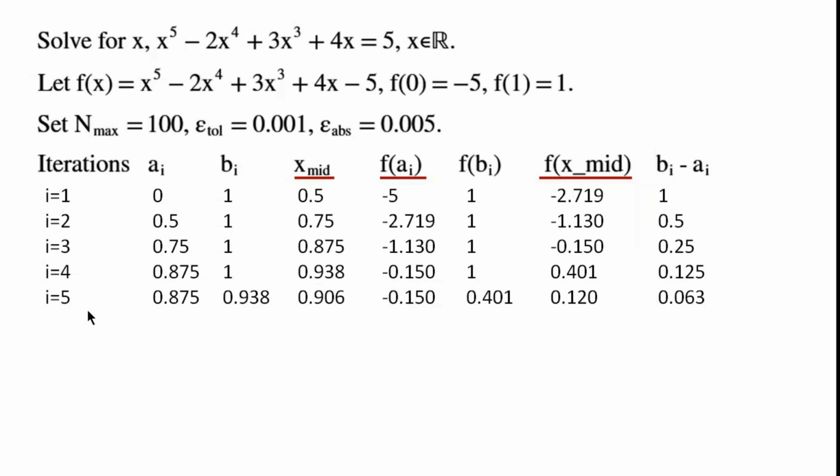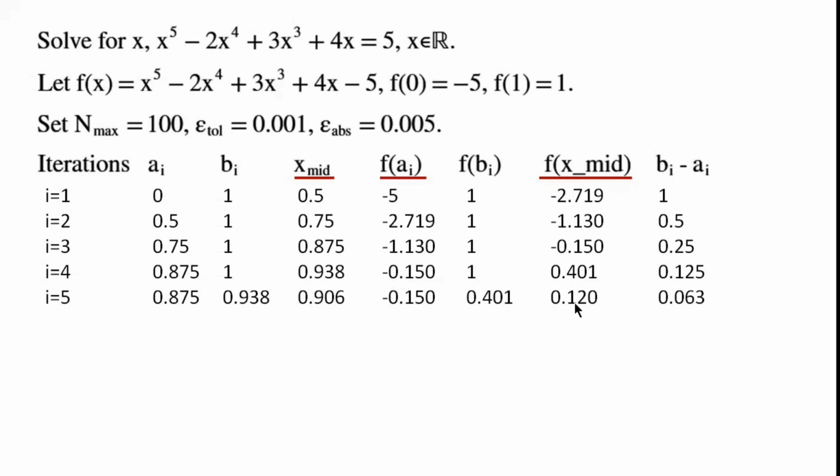So when i equals 5, we set ai to be equal to 0.875, bi to be equal to 0.938, x mid equals 0.906, f of ai equals minus 0.150, f of bi equals 0.401, f of x mid equals 0.120, bi minus ai equals 0.063.